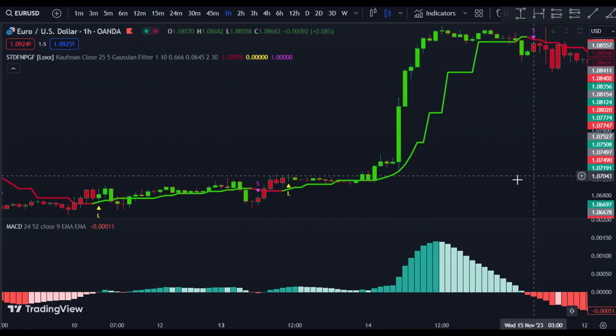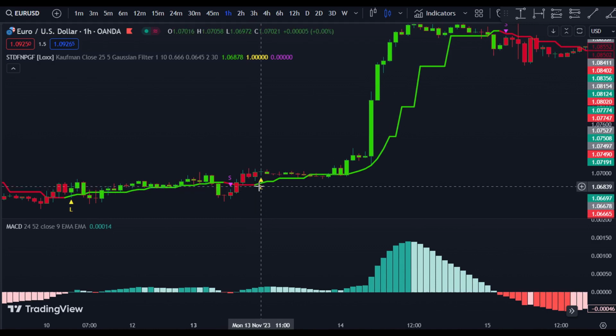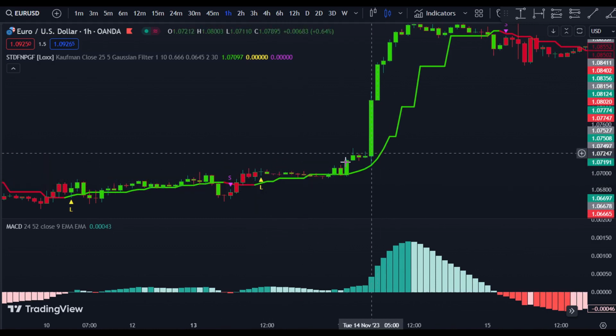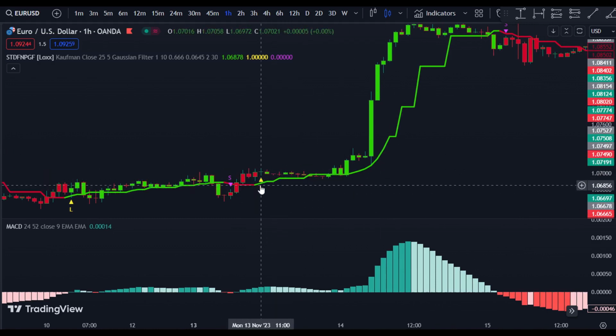So for the strategy, the first thing we're going to identify is whether or not this line is green or red. So for the green line, we're going to be looking for a long signal. Our long signal is going to be this yellow triangle right here. After that occurs, we're going to check the MACD, and if it's in the green, we can take our long position. So we wait for the candle to close right here.